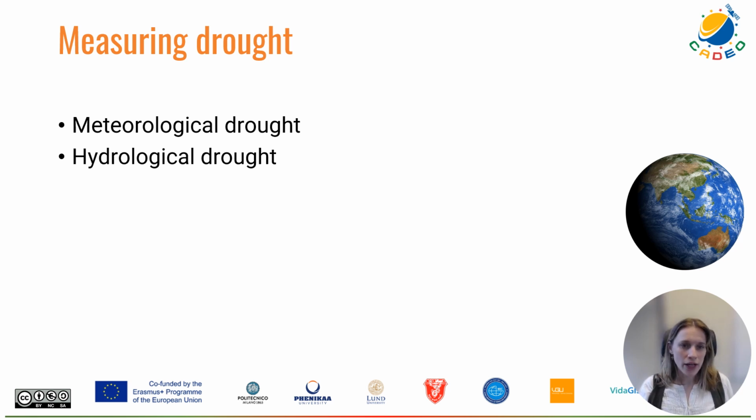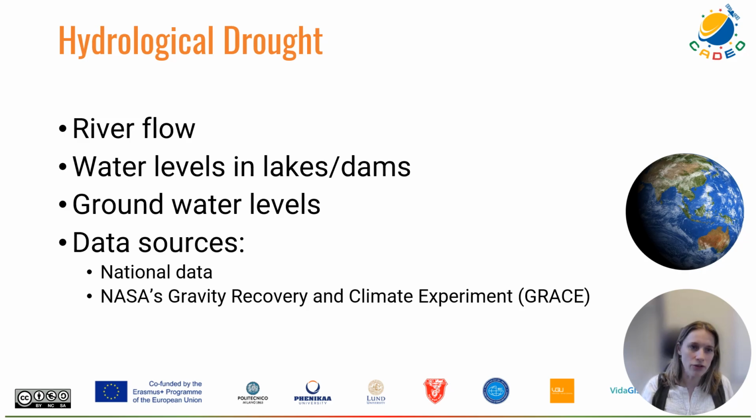So we move on to hydrological drought, and I don't have as much to say about hydrological drought, other than a reminder that hydrological drought can be measured by looking at river flows, water levels in lakes and dams, and groundwater levels. Usually it's quite hard to study hydrological drought if you are in an area that doesn't have national measurements on, for example, river flows or groundwater levels.